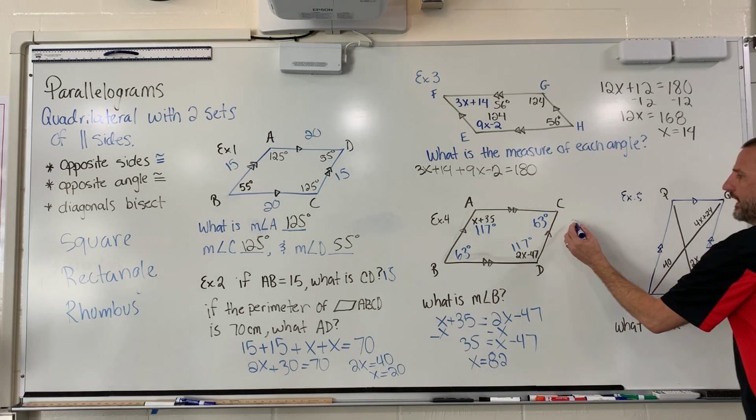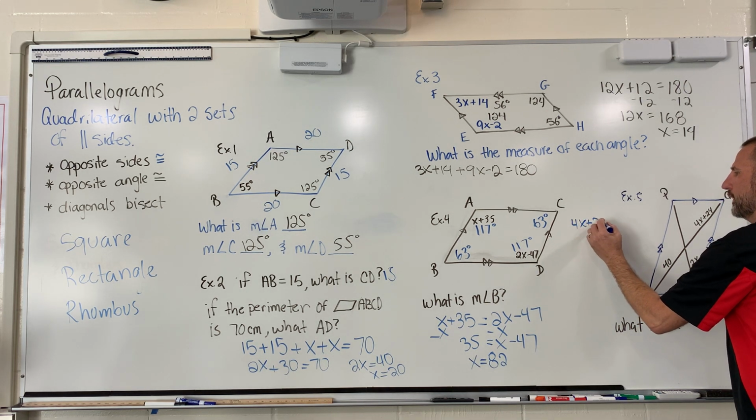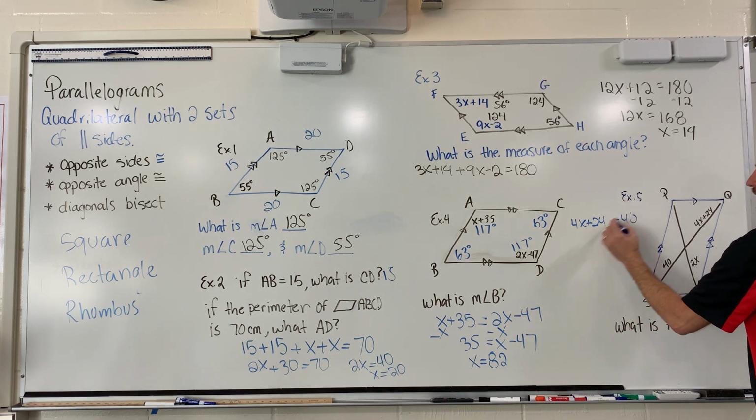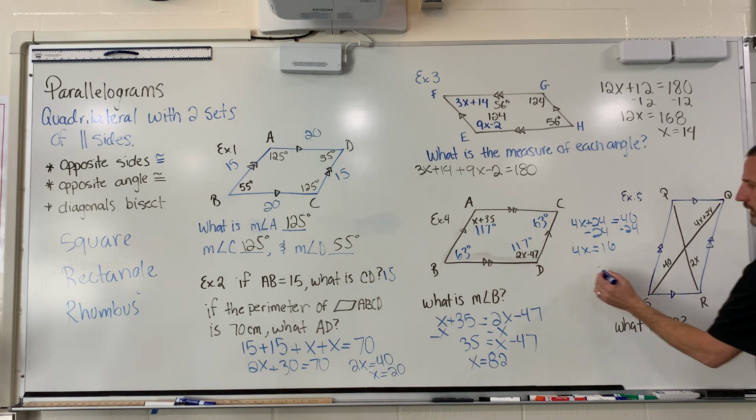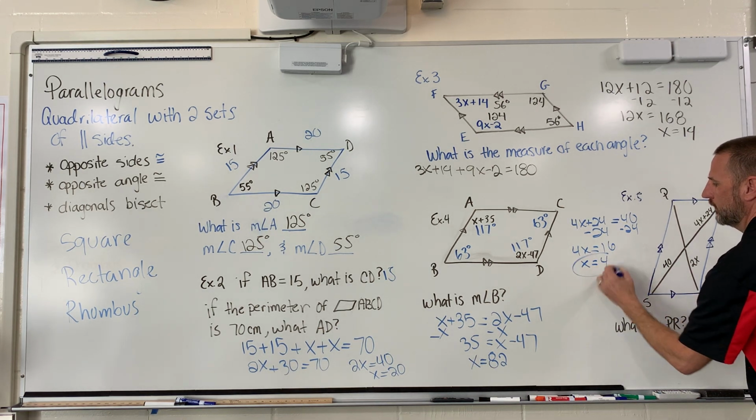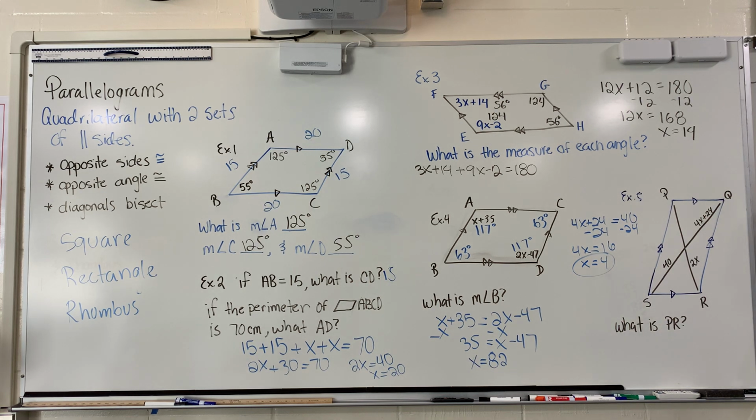So if I write that out, I can say, well, 4x plus 24 has got to equal 40, and minus 24, 4x is equal to 16. X is equal to 4. Super, plug that in. I already knew this was 40, which meant this one over here is 40 anyways. But let's plug that 4 in right here. All right, 2 times 4 is 8.